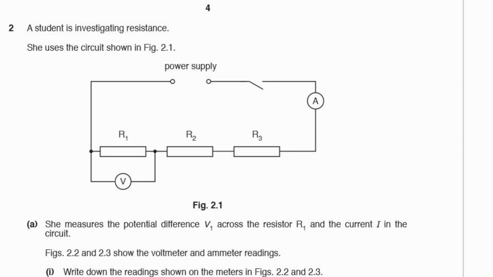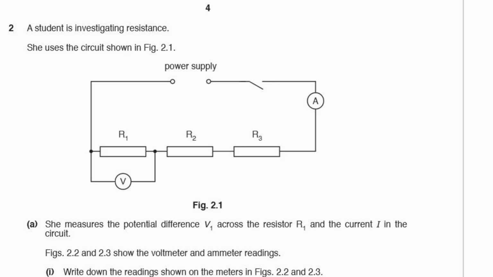Alright, question number 2. A student is investigating resistance. She uses a circuit as shown in figure 2.1. We've got 3 resistors in series, an ammeter, power supply and a switch. She measures the potential difference V1 across resistor R1 and the current I in the circuit. Figures 2.2 and 2.3 show the voltmeter and ammeter readings. Write down the readings on the meters in figures 2.2 and 2.3.